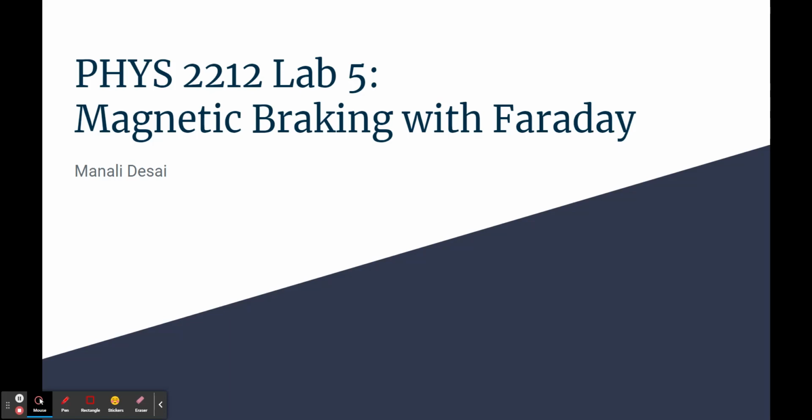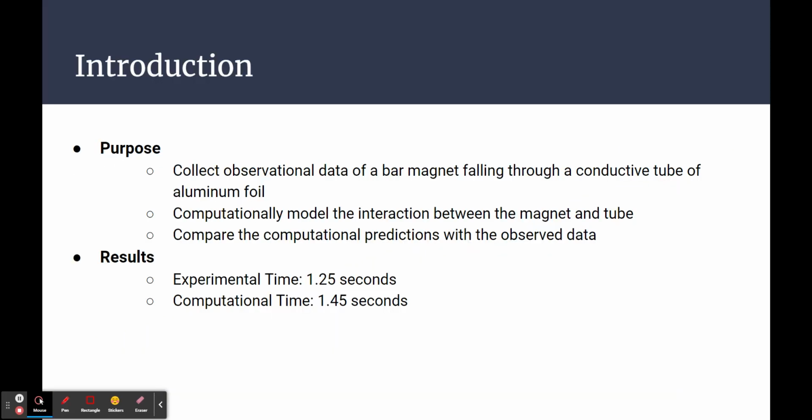This is magnetic braking with Faraday, Lab 5. The purpose of the lab is to collect observational data of a bar magnet falling through a conductive tube of aluminum foil, computationally model the interaction between the magnet and tube, and compare those computational predictions with the observed data. The experimental time is 1.25 seconds, and the computational time is 1.45 seconds.